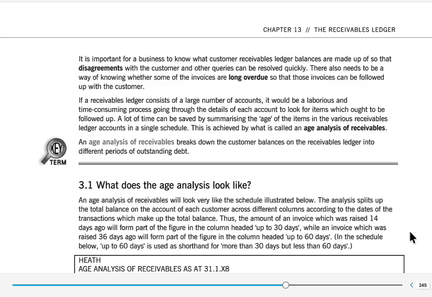A quick interactive classroom check. Question 1. If you were a credit controller, which debts would worry you more? Very recent debts or very old debts? You should answer very old debts because the longer a debt is unpaid, the higher the risk it will not be collected. Question 2. What is the main purpose of an age analysis?